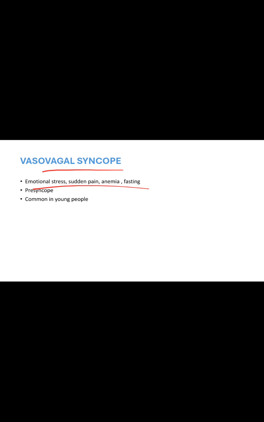Now, what is vasovagal syncope? It can be due to emotional stress, sudden pain, anemia, fasting. There can be a pre-syncopal feeling. It's usually common in young people.